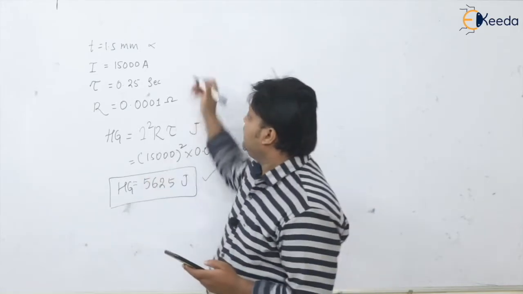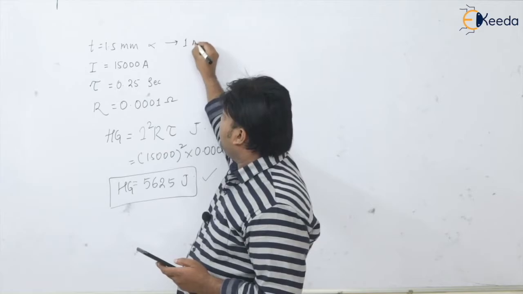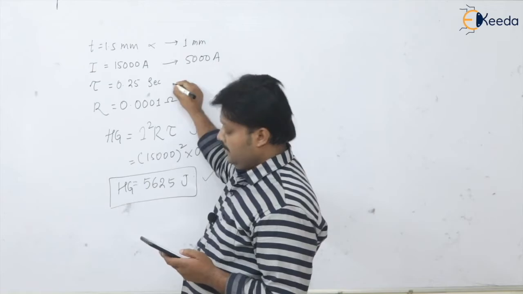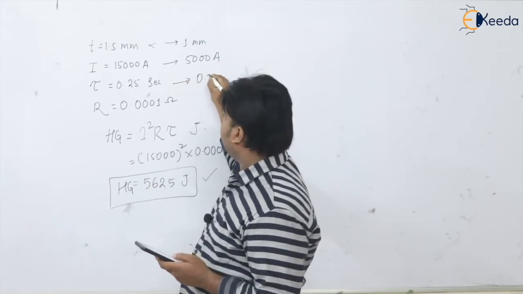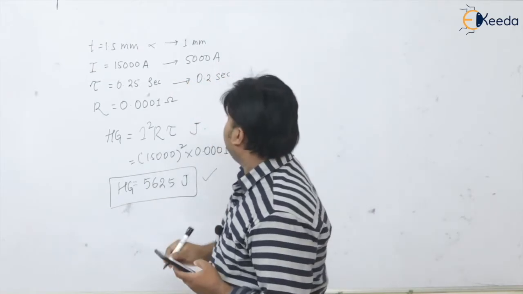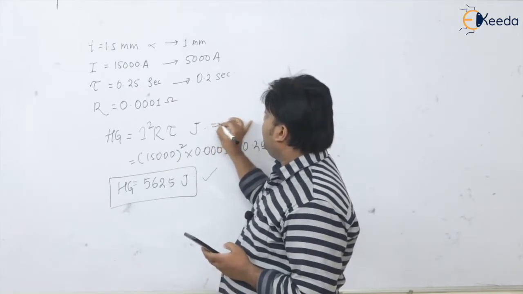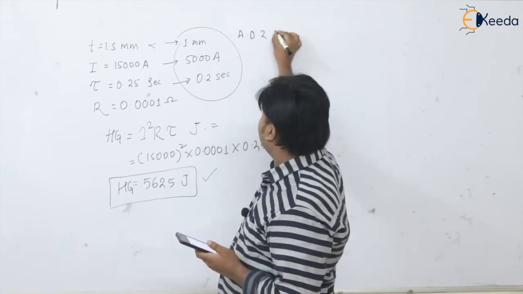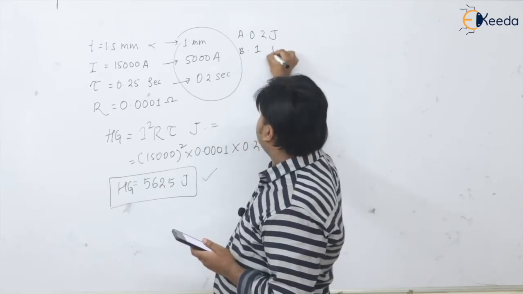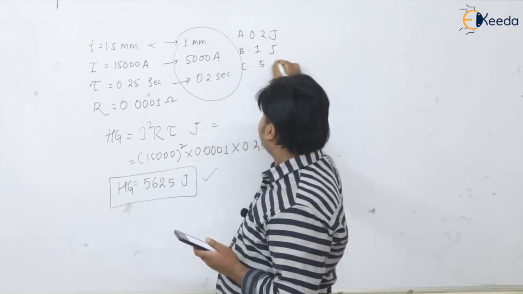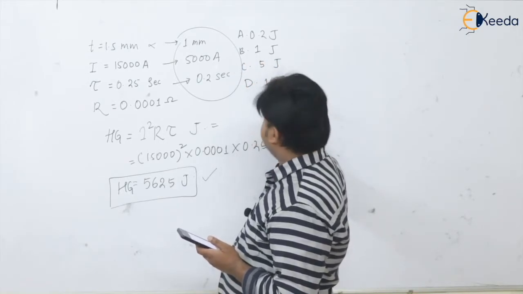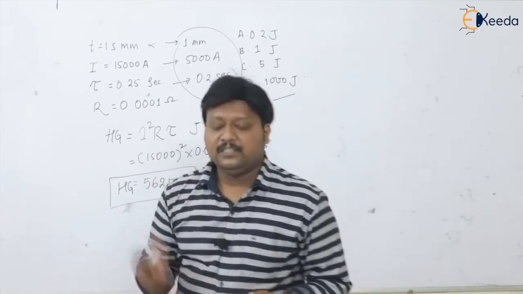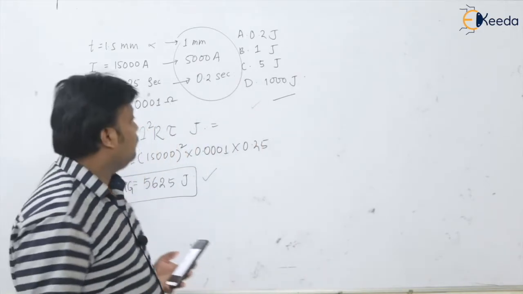Again, same question. So plate thickness 1 mm given, current 5,000 ampere is given, and how much time? 0.2 seconds. Again they are asking the heat generation. I hope you can solve this and check. Option A is 0.2 joule, option B 1 joule, option C 5 joule, and option D 1000 joule. Please solve and get the answer. Okay, it's very easy. I will not solve, you can solve it.